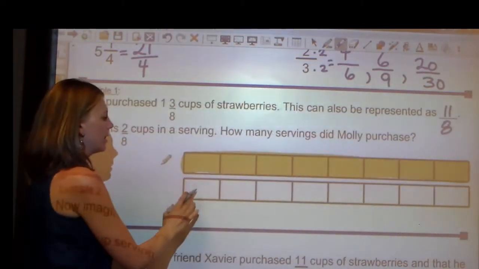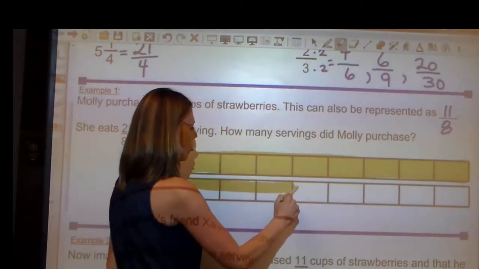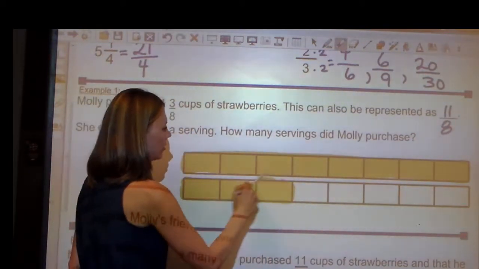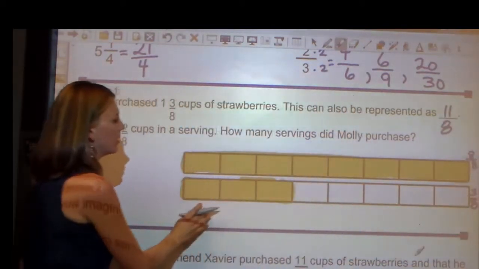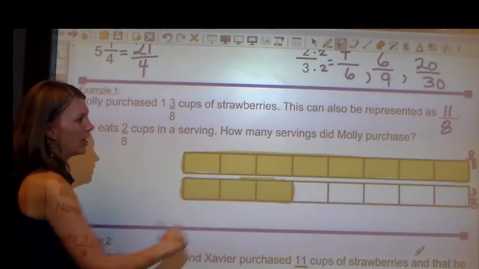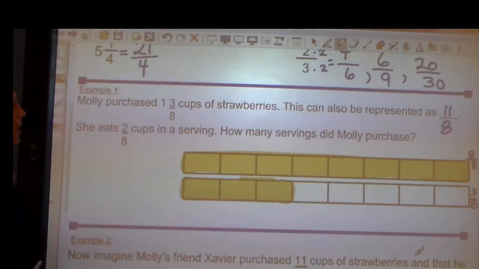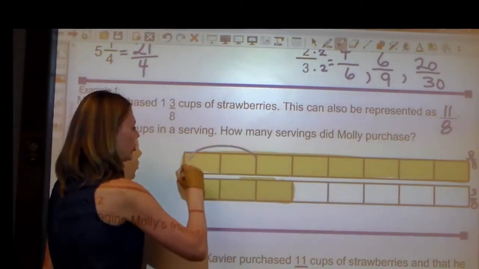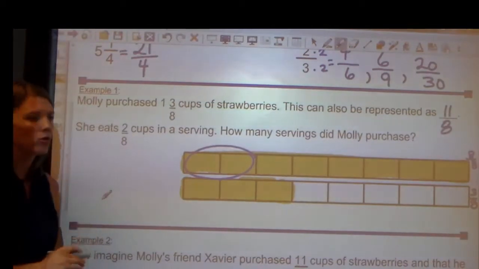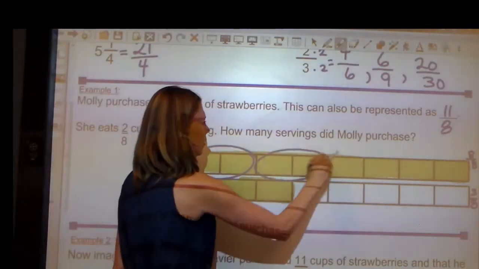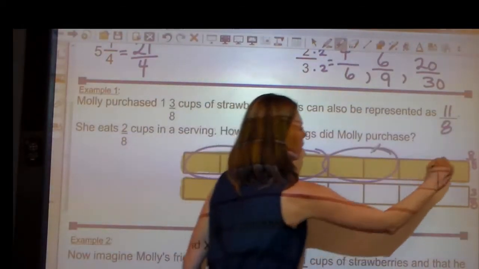If that is 8/8, then I need 3 more 8s. I'm just writing 8/8 and 3/8 just so we know the shaded is 11/8. So it says she eats 2/8 cups in a serving. So every 2 out of 8 is 1 serving. So there's 1 serving, another serving.